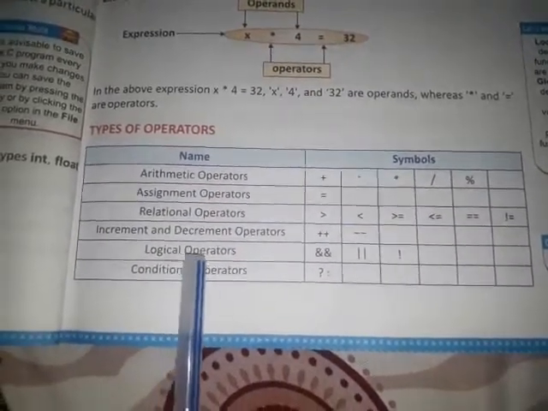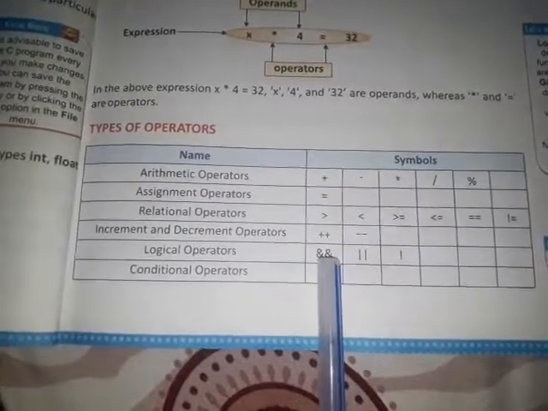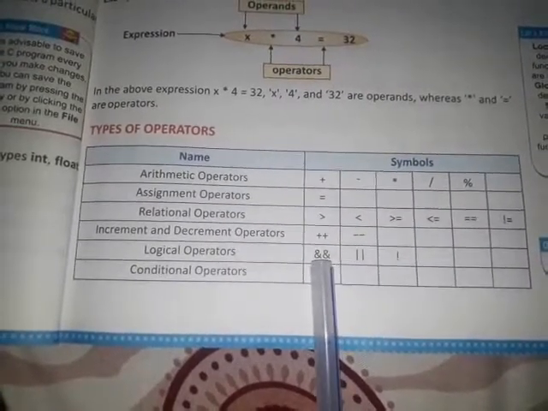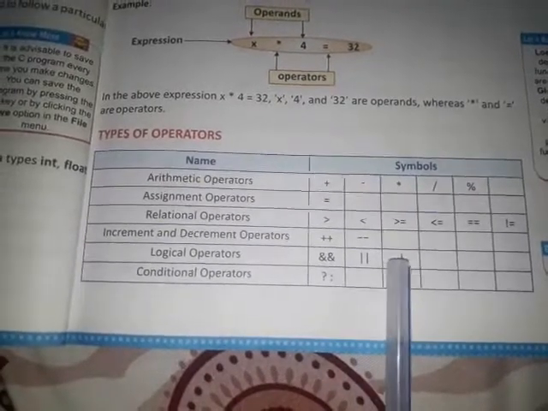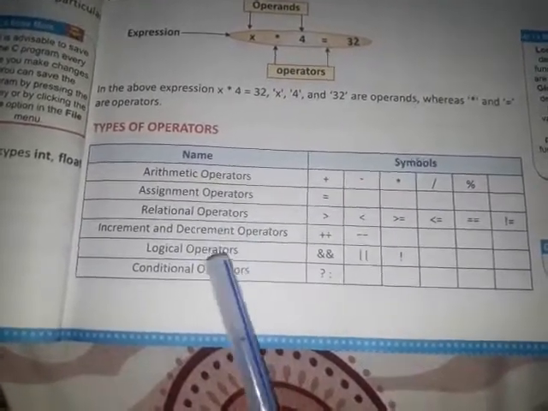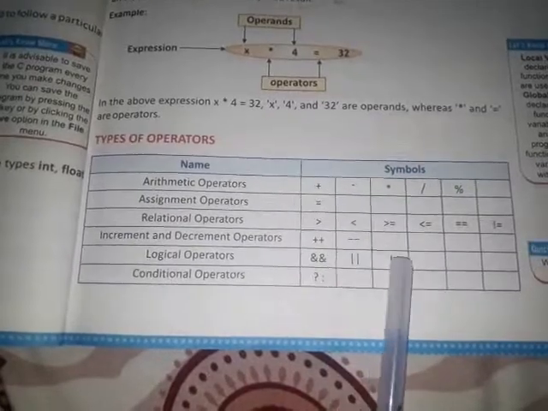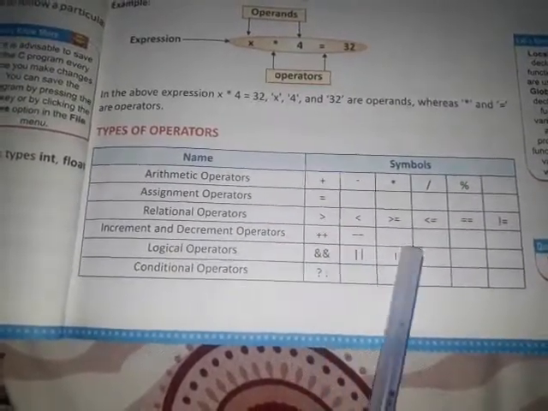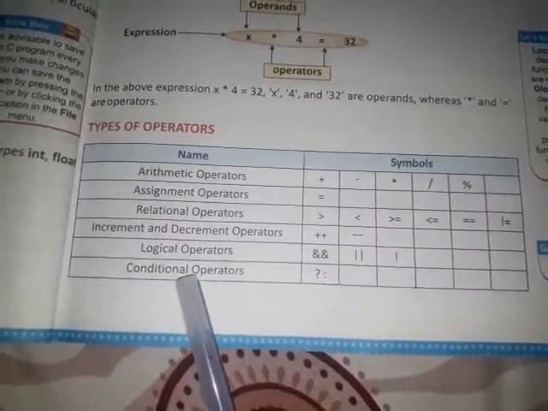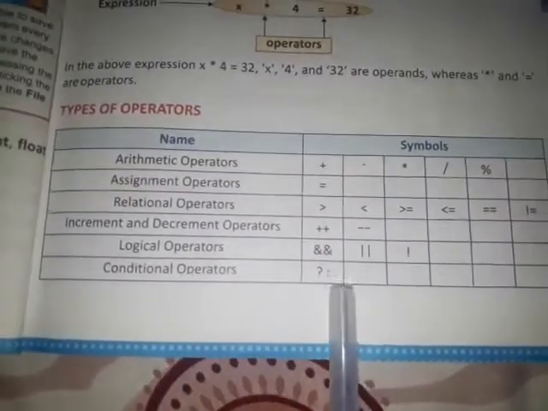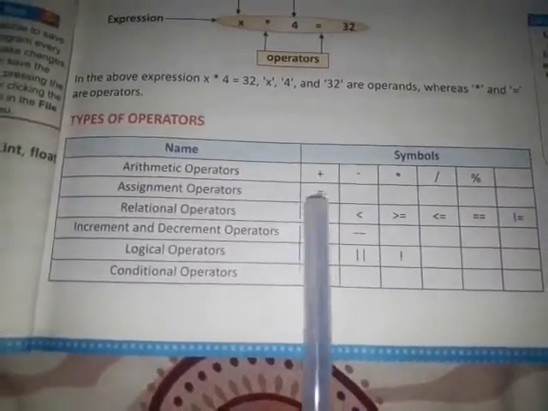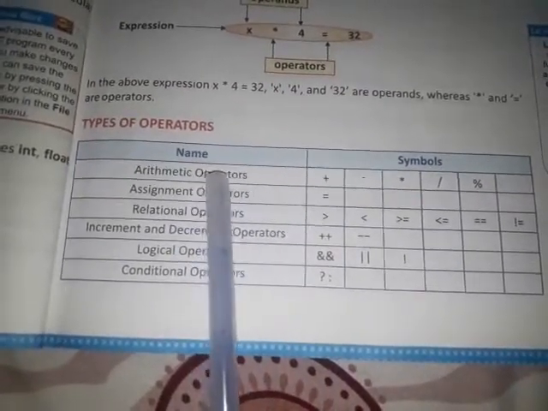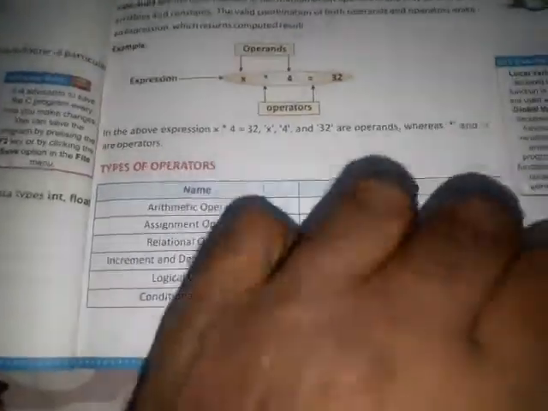Logical operators check two comparisons. These are logical and, logical or, and logical not. We will discuss them with examples, then you will understand these types of operators. Then the last one is the conditional operator. We will discuss the conditional operator in detail after studying all this. This is our last operator. So first we will discuss the arithmetic operators. Let us see.